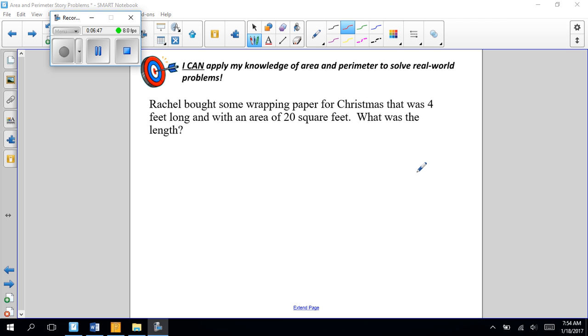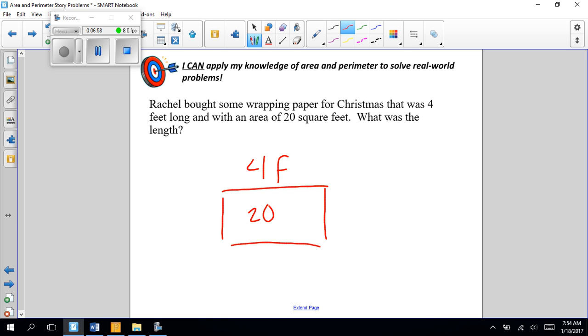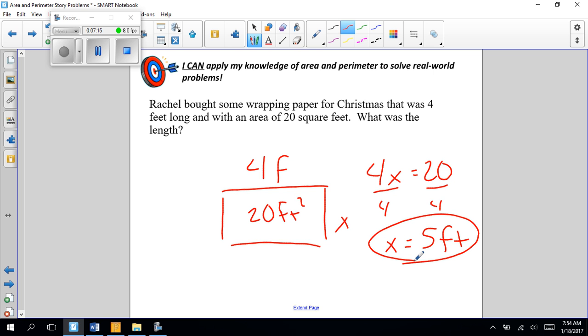Here we go. Christmas paper, 4 feet long. Has an area of 20 square feet. 20 feet squared. We're supposed to find the width. So again, 4 times x has to give me 20. I divide by 4, and x turns out to be 5 feet. That's it. All right, couple left and we're done here.